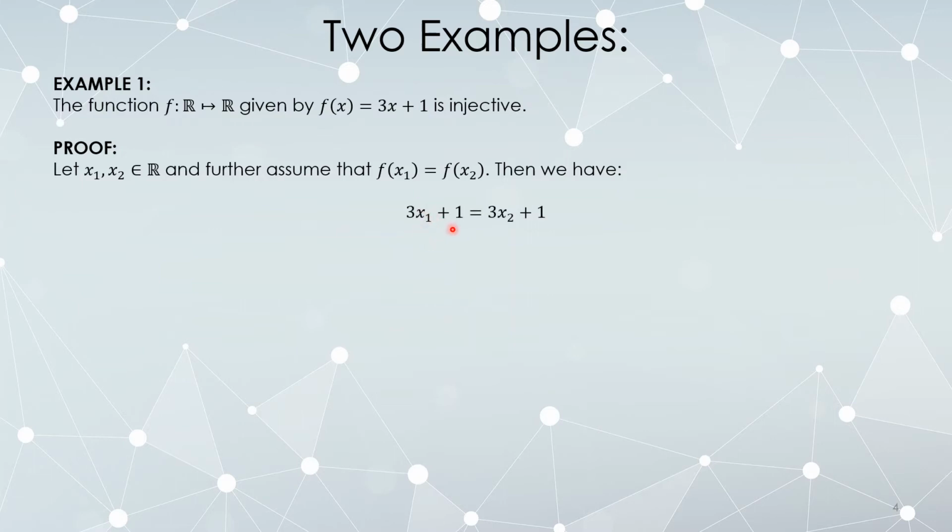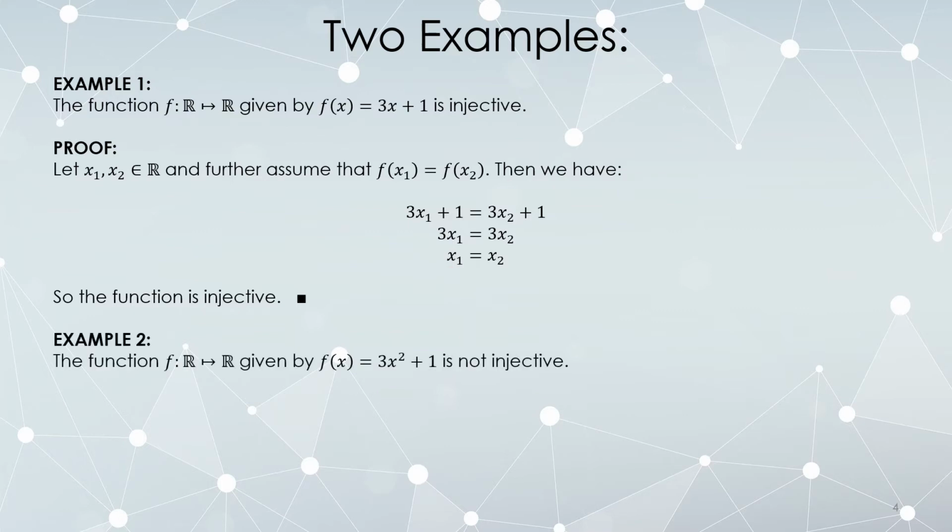Well, here's f of x1, here's f of x2. We can subtract 1 from both sides and then divide by 3, and we manage to show that x1 must equal x2. So anytime we assume f of x1 equals f of x2, then x1 equals x2. So we've shown the conditional statement that for any two elements of the domain, if I got out the same thing, then I must have started with the same thing. We've concluded the proof of injectivity.